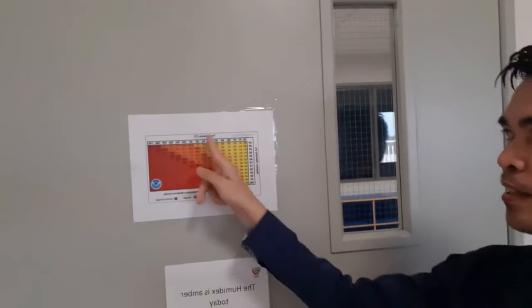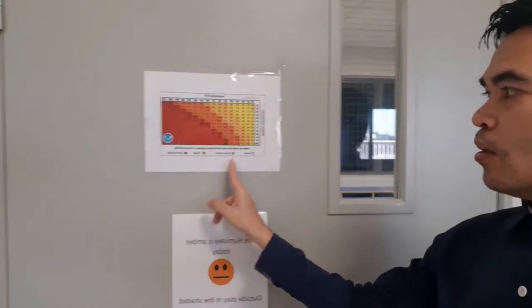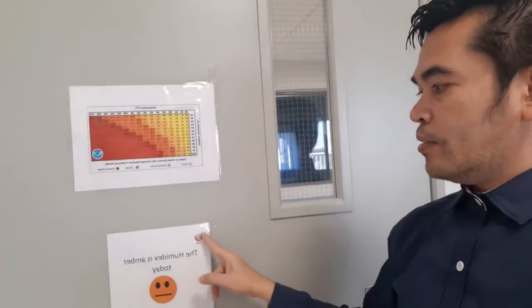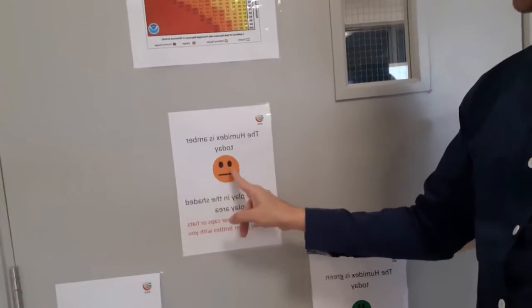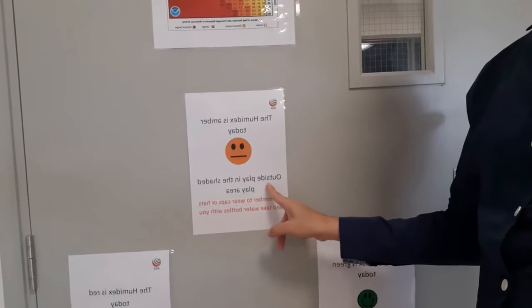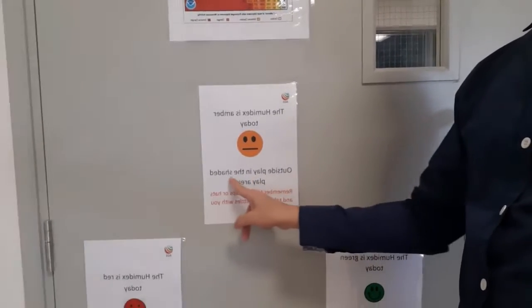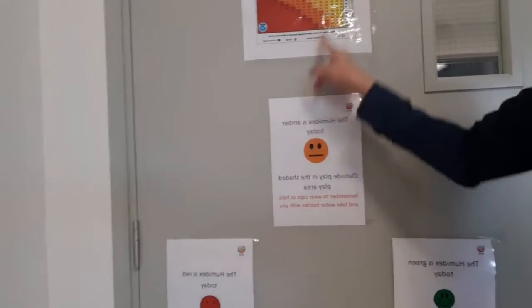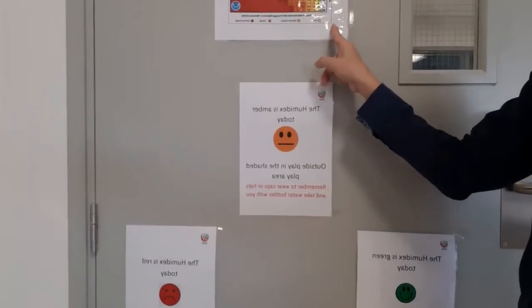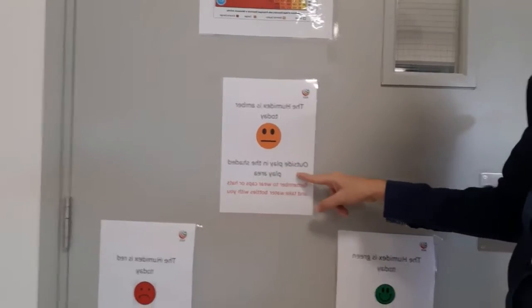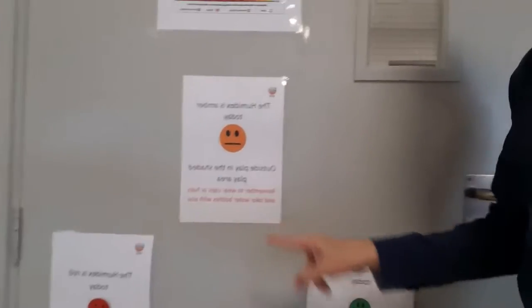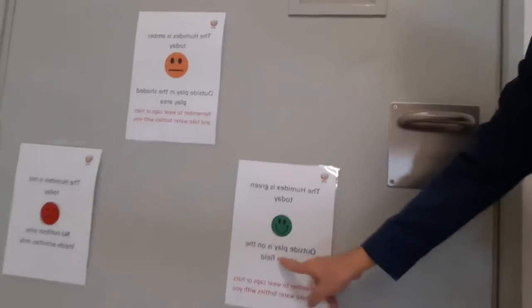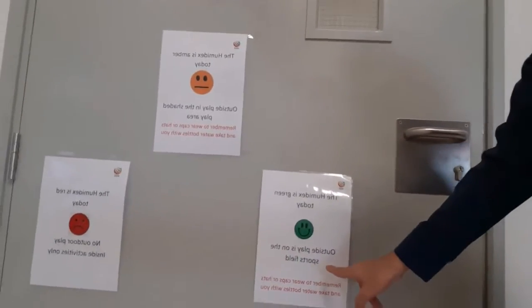As you can see guys, this is the temperature here, and this is called the Ayamidi X Chart. So the Ayamidi is amber today, for example, meaning students can play in the shaded play area only. If the Ayamidi X is green, students are allowed to play on the sports field.